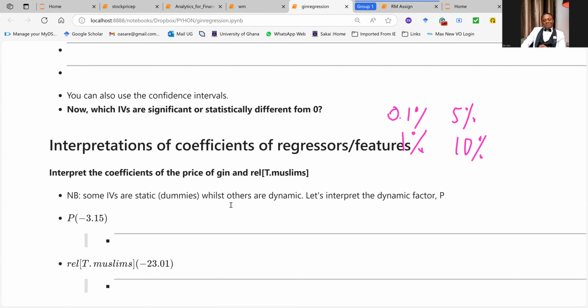Guys, I'm going to say it, you should type it, because there are some keywords you are supposed to have when you are interpreting. If you miss those keywords, it is going to be dangerous. I'm going to say it because I've learned this for years and it's stuck in my brain. So I'm going to interpret the coefficient of price, which is negative 3.15. There's a reason why you bring the negative.